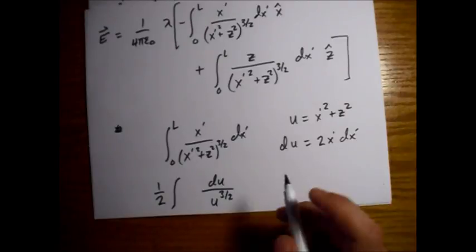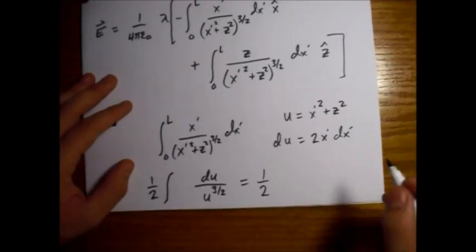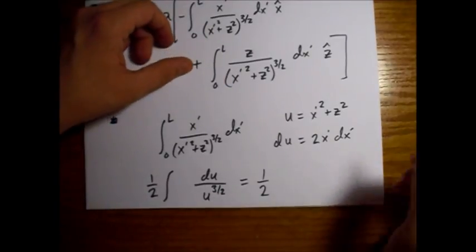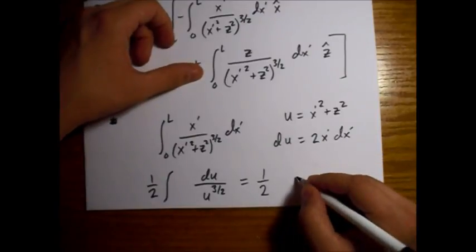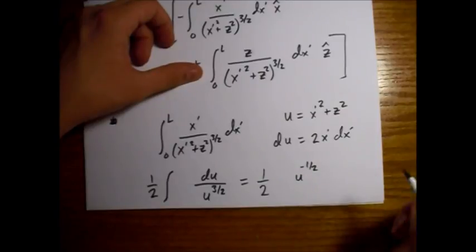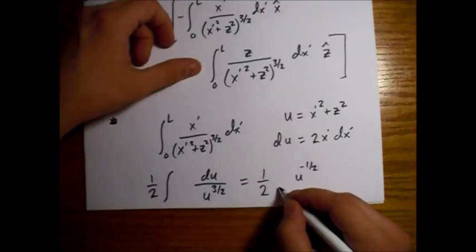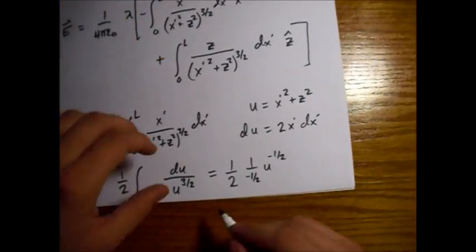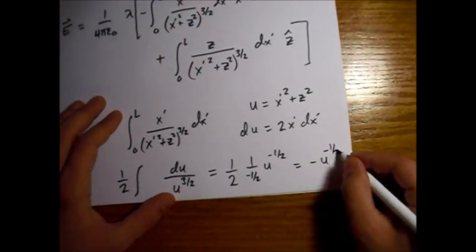Okay, so 1/2, we have a u to the minus 3/2. So that's going to give us a u to the minus 1/2, and then we divide by minus 1/2 downstairs, kind of awkward, right? But we get a minus u to the minus 1/2.